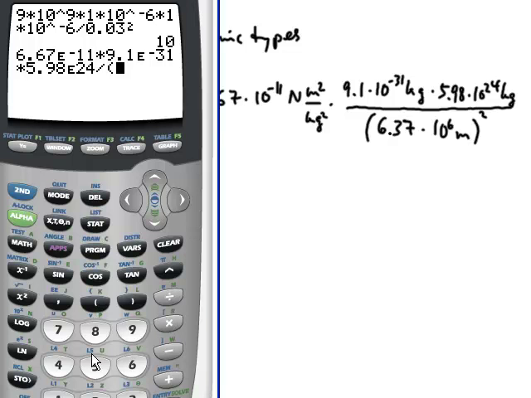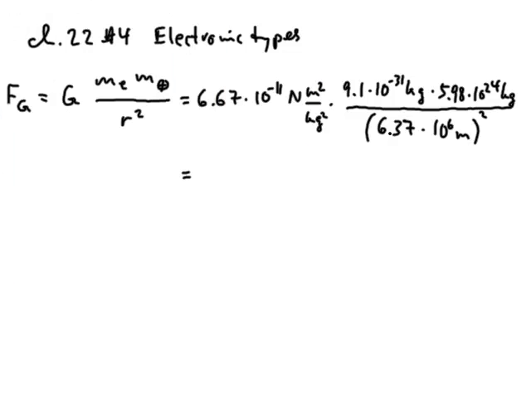Divide by parentheses 6.37. This time I do put parentheses because I'm using scientific notation, and it just makes it easier for the calculator to recognize properly that the square goes to both the 6.37 as well as the 10 to the 6th. That would be really important if I wrote here 10 to the 6th times 10 to the 6th. Then I really would need to put parentheses around it. In any case, I hit the enter button, and if I did everything right, that is the correct answer, 8.9 times 10 to the negative 30, and the units would have to be newtons.